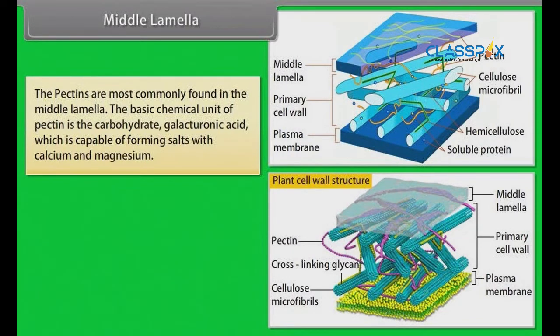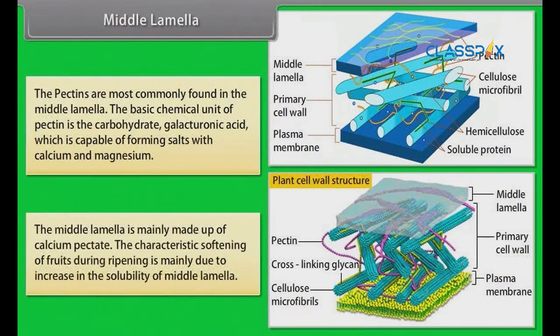The basic chemical unit of pectin is the carbohydrate galacturonic acid, which is capable of forming salts with calcium and magnesium. The middle lamella is mainly made up of calcium pectate. The characteristic softening of fruits during ripening is mainly due to an increase in the solubility of the middle lamella.